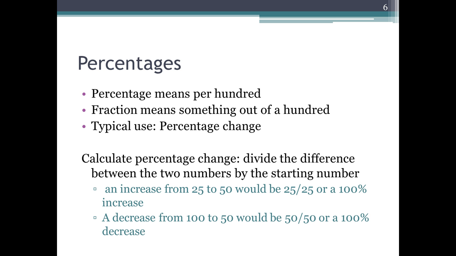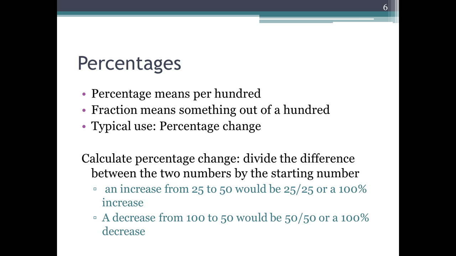For example, an increase from 25 to 50: you take the difference between the two numbers, so 50 minus 25 would be 25. And then you divide that by the starting number, and our starting number is 25. So 25 over 25, or there's a 100% increase when we are talking about an increase from 25 to 50.